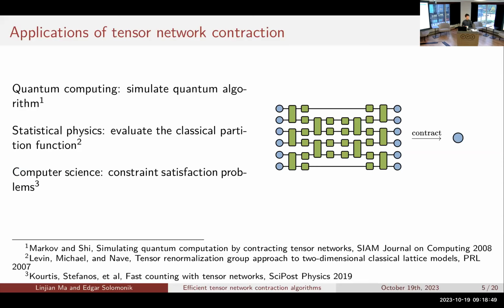And in statistical physics, we can use tensor network contraction to evaluate the partition function of some specific physical systems defined on graphs. And also in computer science, a couple of constraint satisfaction problems can be viewed as a tensor network contraction.